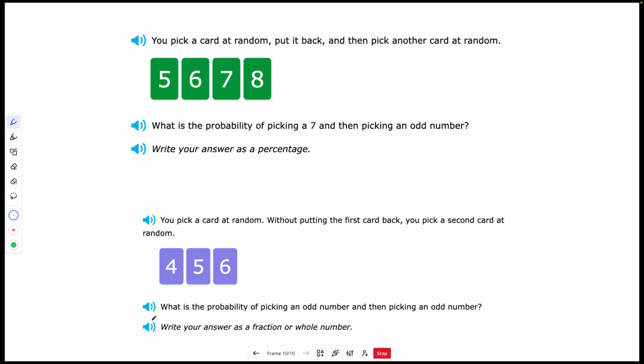All right, time to practice. Go ahead and pause the video, try these two problems on your own. When you're ready, unpause and we'll check your answers.